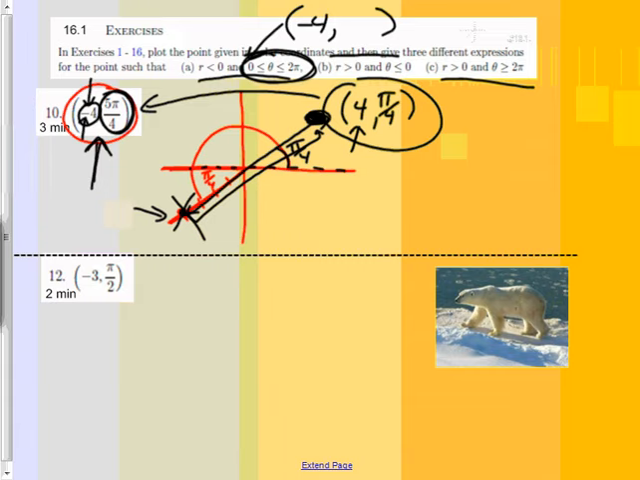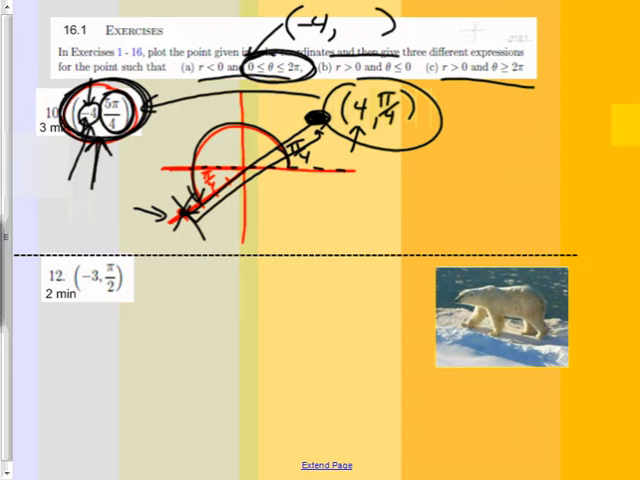Okay? Now, if you wanted another one, you couldn't get it because we already have the one place that has the positive angle and the negative R value. So A is this point right here.